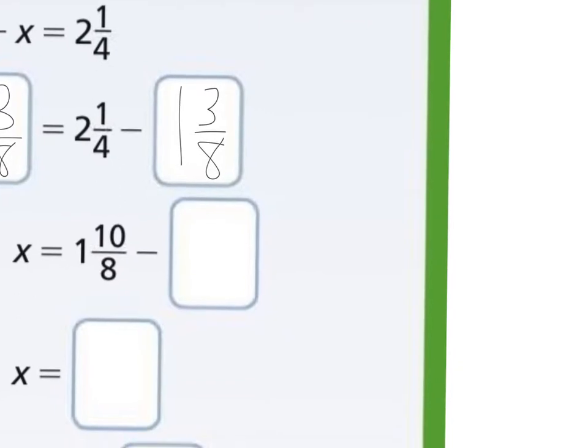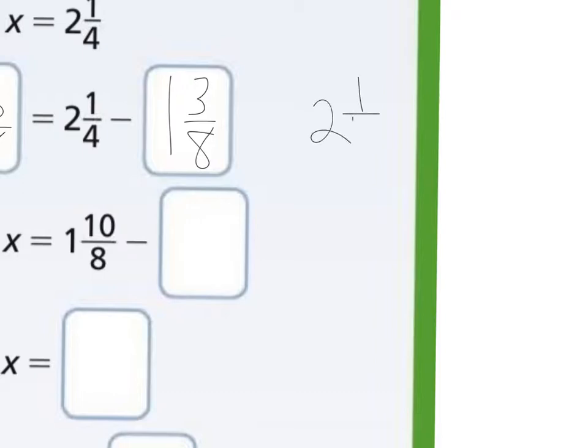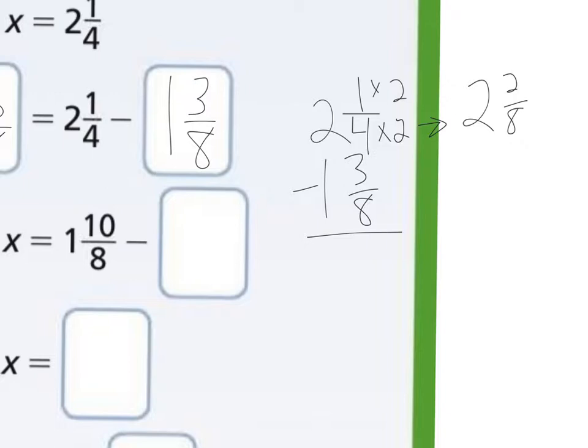In order to do this, going back to things we've talked about with fractions, if we add or subtract fractions, first we need to get a common denominator here, which would be 8. So our top fraction will need to multiply both of those by 2. So 2 2/8 minus 1 3/8. Can we take 3/8 away from 2/8? No, so we're going to have to borrow.